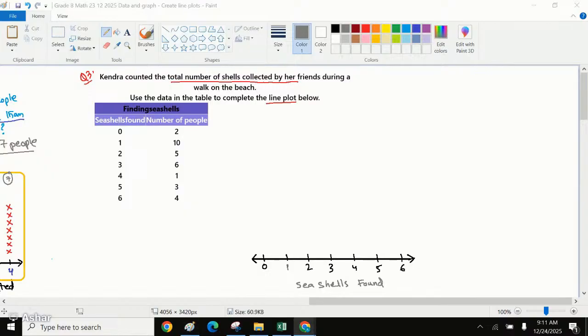So let's draw the plot graph. 0 shells were found by 2 people. Agreed?